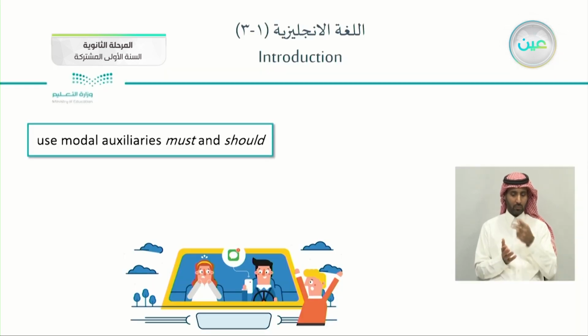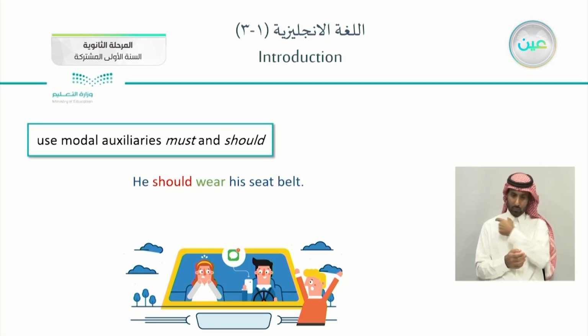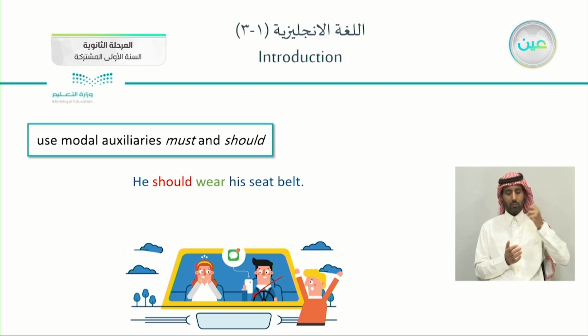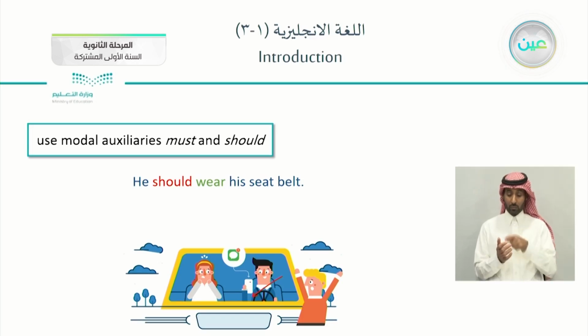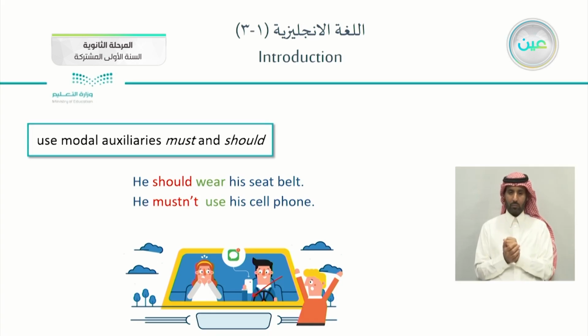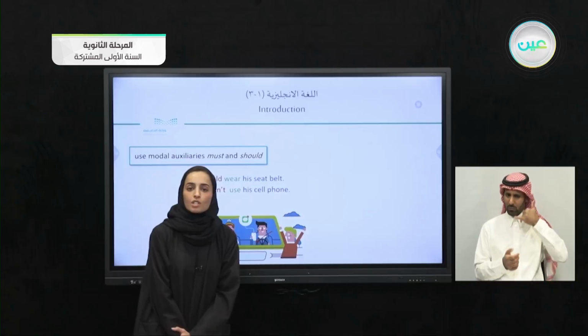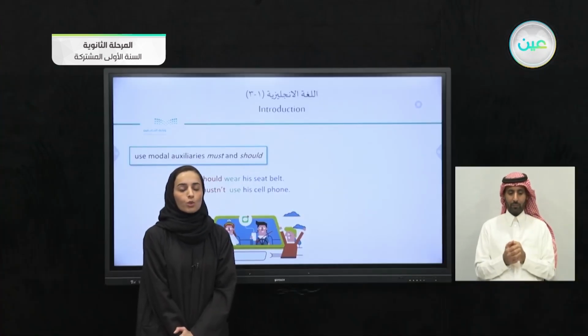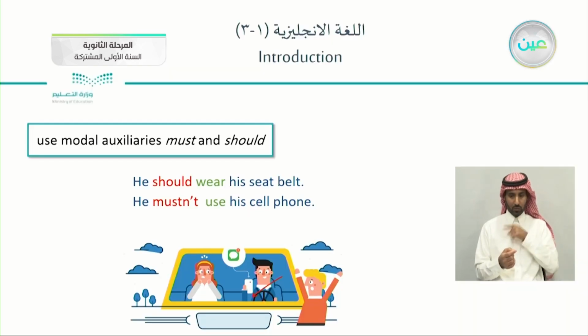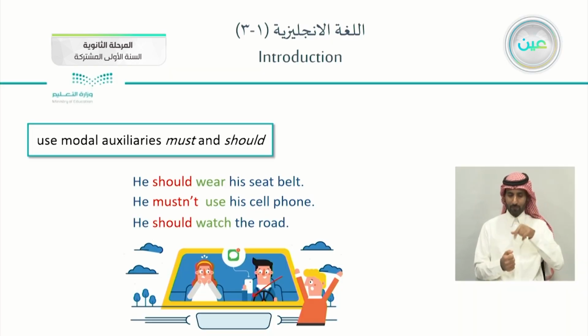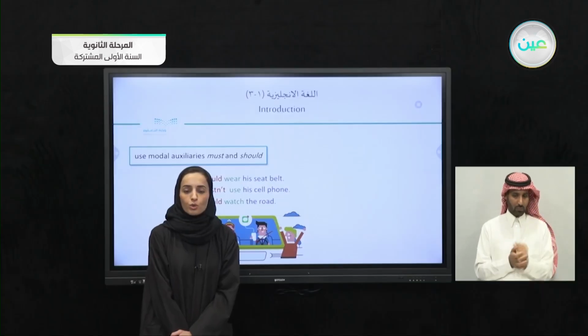Let's look at this picture, and we will give him some advice using should or must. We will say, he should wear his seat belt. Notice he's not wearing his seat belt in here. He should wear his seat belt. Also, he mustn't use his cell phone. He's using his cell phone. It is against the law. You mustn't use it. Also, he should watch the road. Look at him. He's not paying attention to the road. He should watch the road or pay more attention to the road.